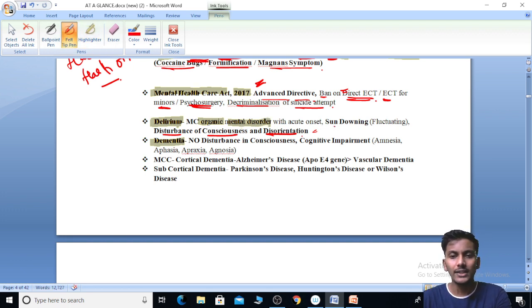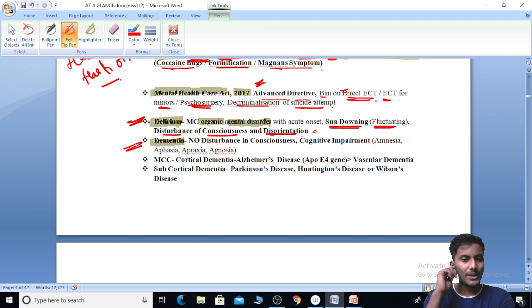Okay, there is also the sundowning phenomenon which is seen in delirium. So what do we mean by sundowning phenomenon? That is, there is a fluctuating course. Okay, so the consciousness keeps on fluctuating, it comes and goes. That is known as sundowning. Okay, important one. So this is about your delirium that you need to remember. Next one is your dementia, guys. So what happens in dementia?